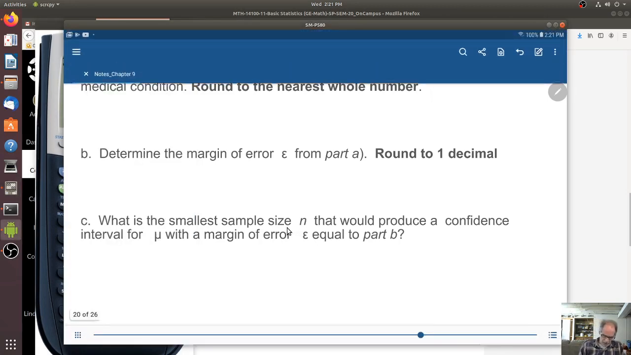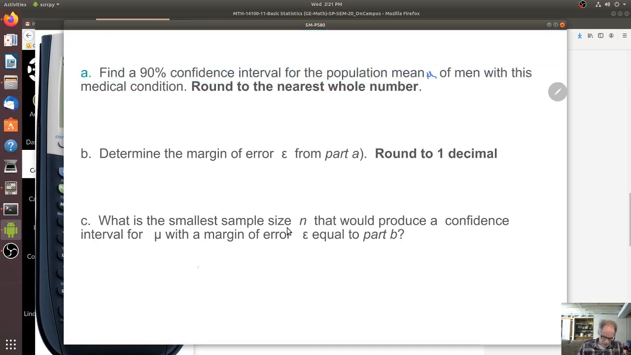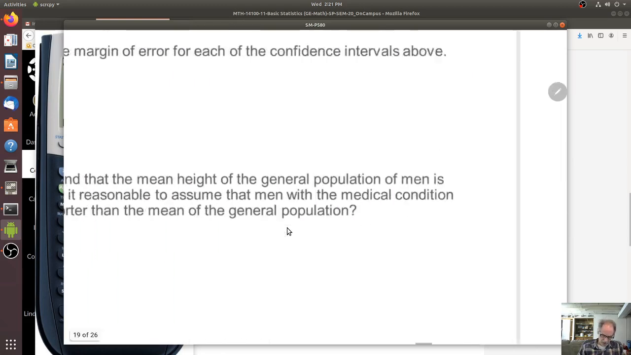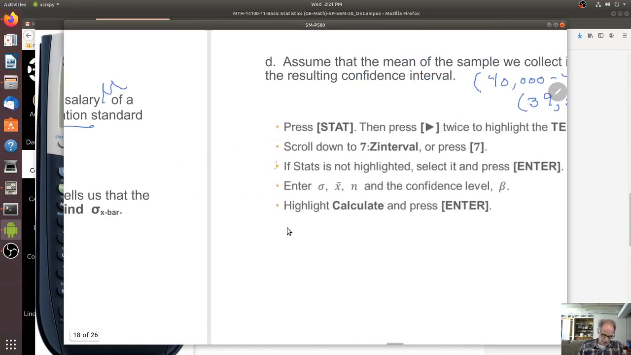Another formula. I didn't see it back there, so maybe it didn't make it in the notes. I would say that n, the smallest sample size that would give us, I need to do a little bit of algebra in my head here. Let's go back and look at this formula.